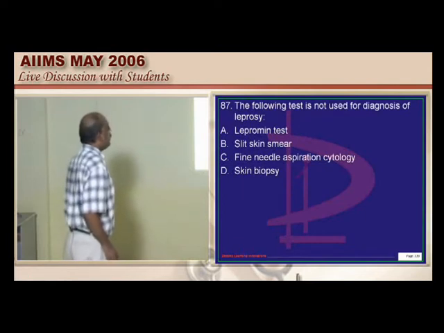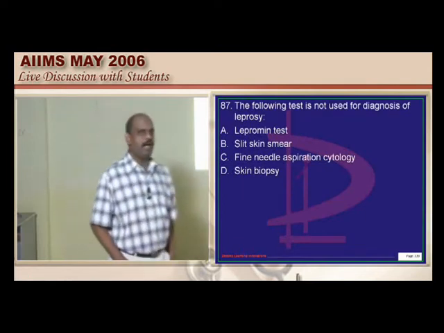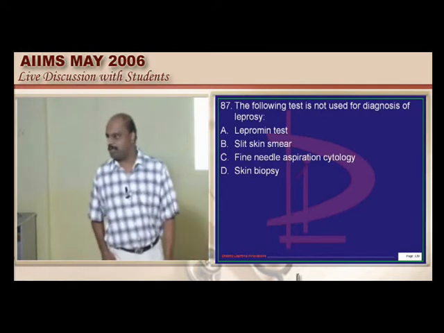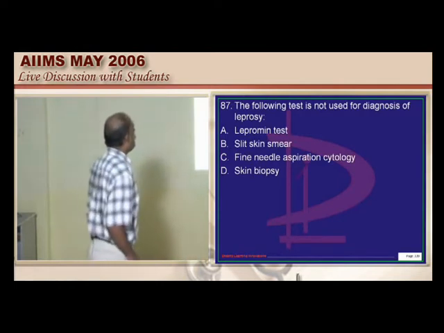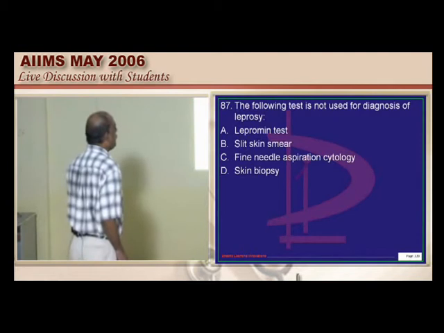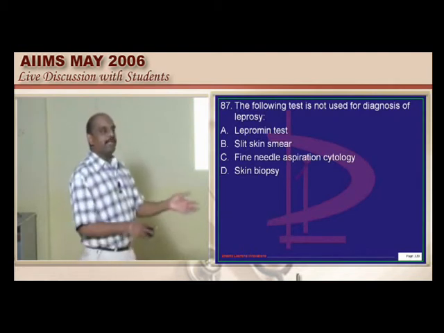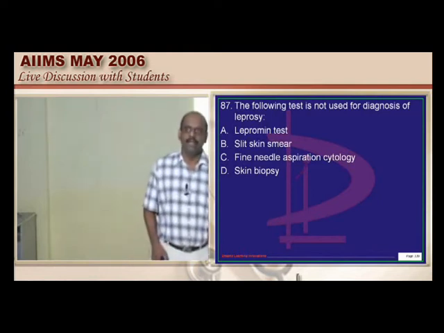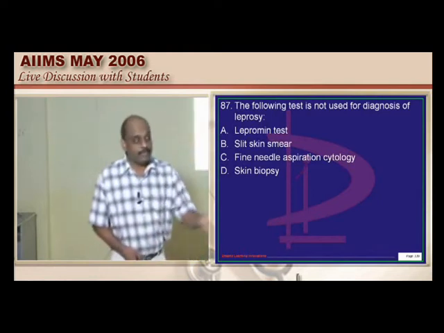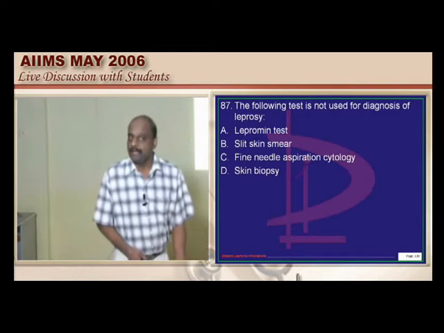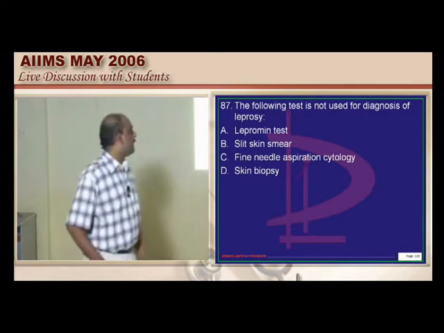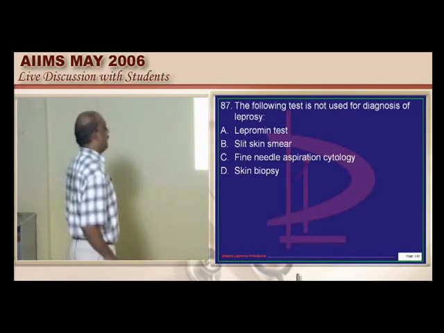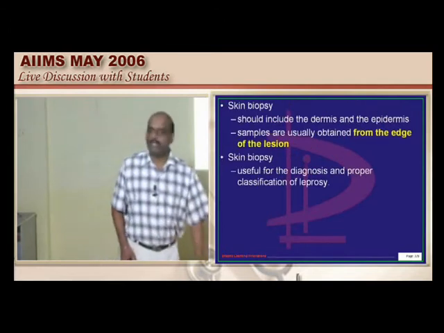Which test is not used for the diagnosis of leprosy? All of you know the lepromin test cannot be used because in the case of lepromatous versus tuberculoid leprosy, the two important extremities, the lepromin test may be negative, still the patient can have leprosy. That's the reason the lepromin test cannot be used in the diagnosis, is the golden rule, all of you know very well. But still, there is a small hitch here.